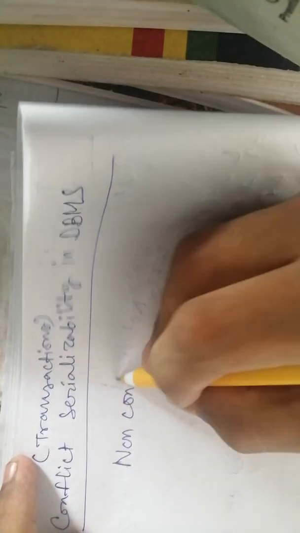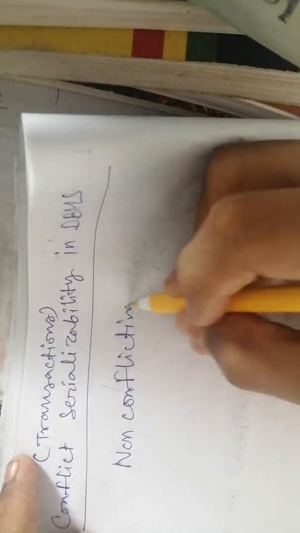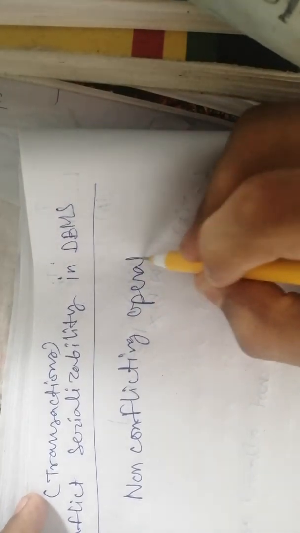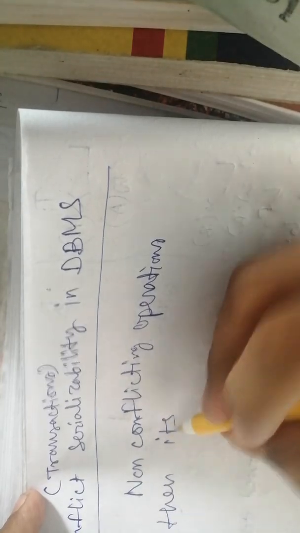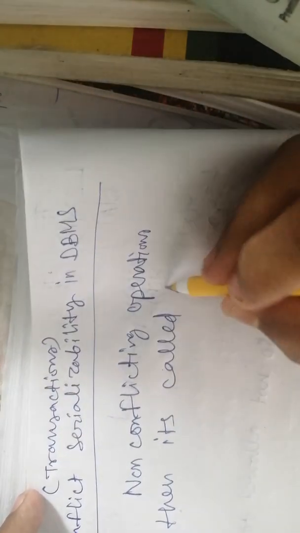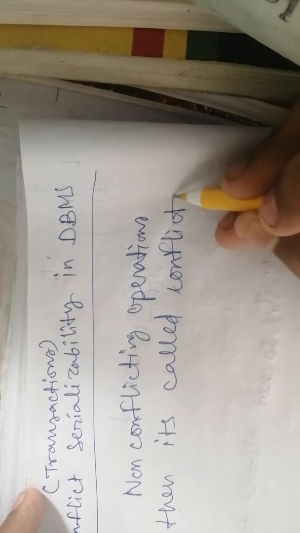A schedule is conflict serializable if it can be transformed into a serial schedule by swapping non-conflicting operations. So if I swap non-conflicting operations, then it's called conflict serializable.